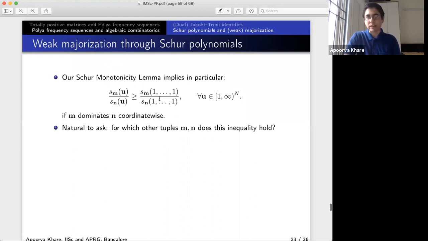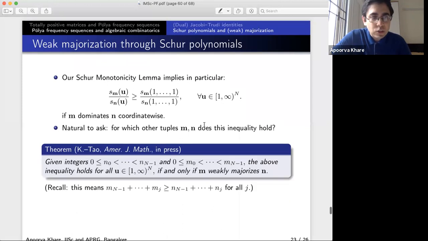So it's natural to ask, are there other powers m and n for which this inequality holds? And it's natural, but also a similar thing was done earlier. So that's actually how I got the motivation to look at it. What we proved is that, yes, given these things, without the coordinate-wise domination condition, the above inequality holds for all u above 1 if and only if m weakly majorizes n.